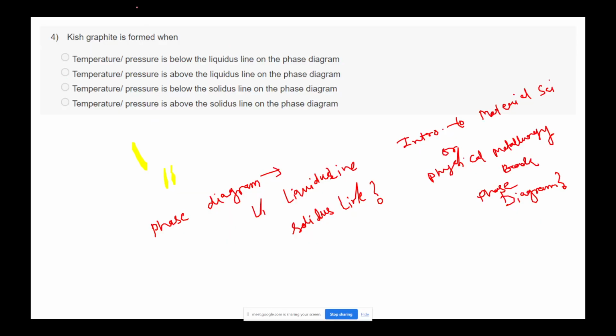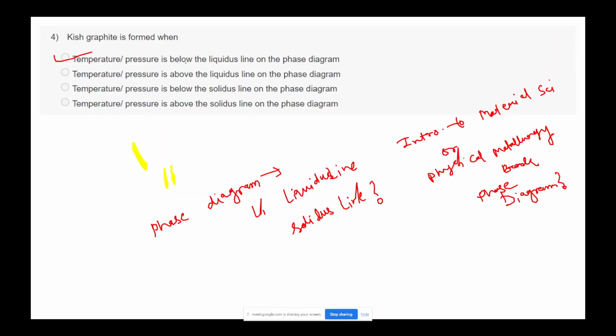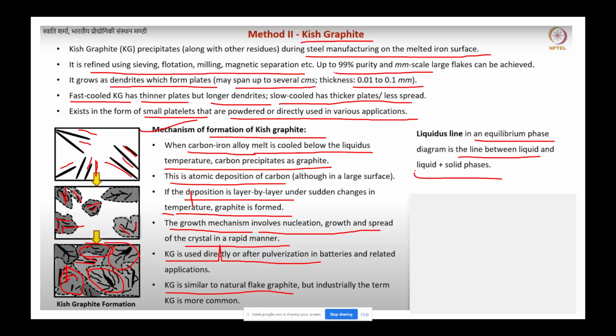So in this option, what we had is the temperature and pressure below the liquidus line on the phase diagram, versus above the liquidus line. So here it is below the liquidus line. Okay, so when the temperature and pressure are below the liquidus line, our kish graphite starts to form. I hope this is understood, and if not, please do check the phase diagram which we discussed in the last class. You can see where the liquidus and the solidus are, how it is converting, and where it can form. It will be more helpful for you to understand better.